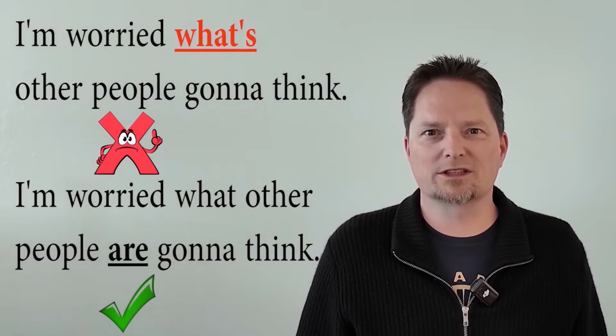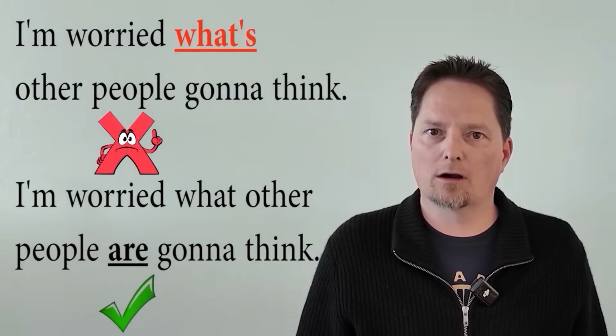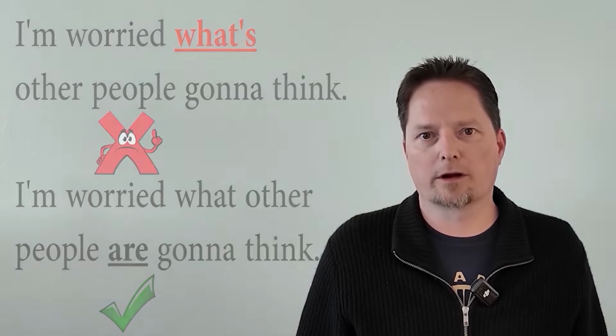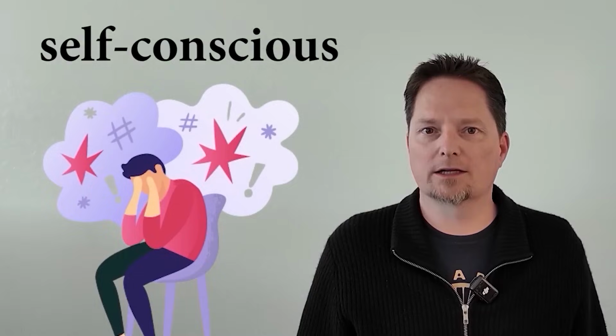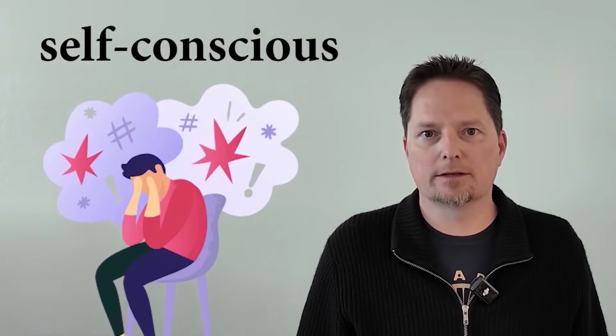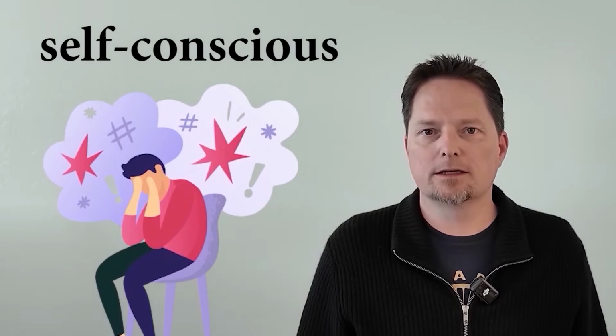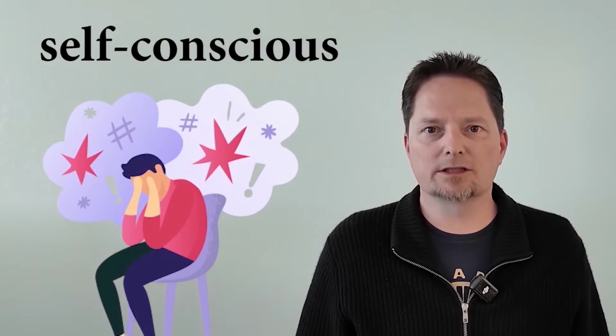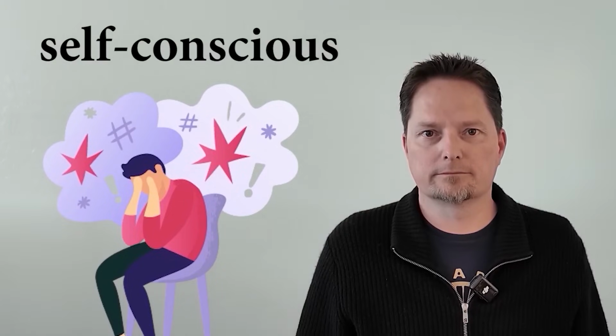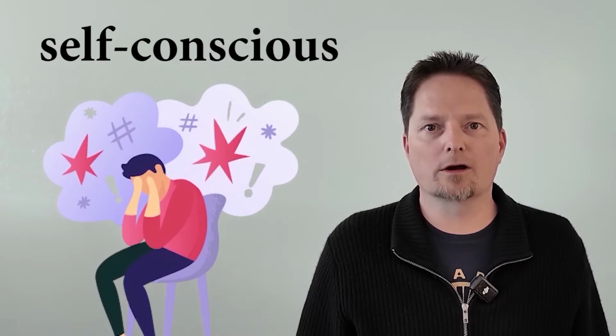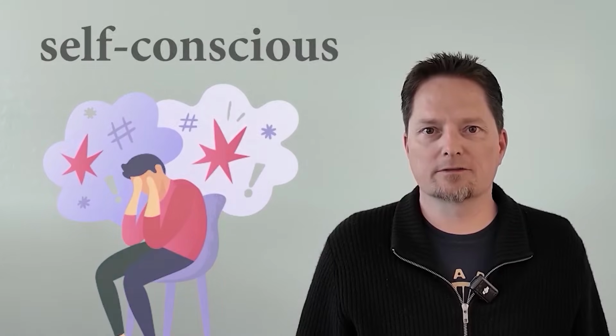I cannot say I'm worried what's other people going to think. Use are and move the are. I'm worried what other people are going to think. Example, he's very self-conscious. We say he's self-conscious because he's worried what other people are going to think. He's worried what other people are going to think about him. He's self-conscious. Let's practice. Is he self-conscious? That's right, he's self-conscious. Is he worried about what other people are going to think? That's right, he's worried about what other people are going to think. That's what it means to be self-conscious.